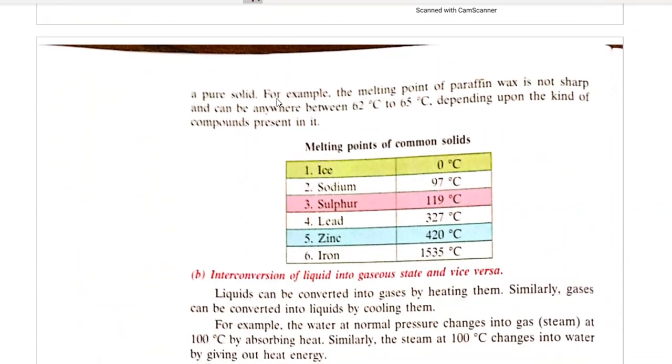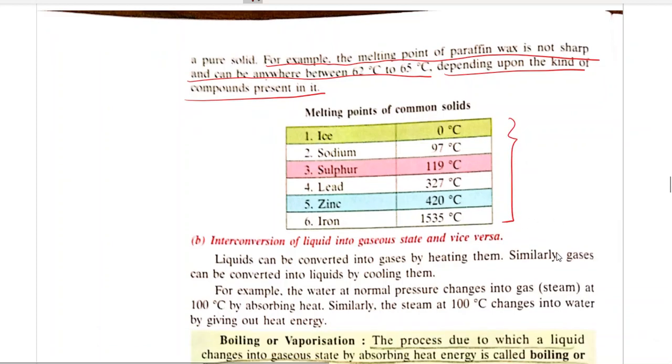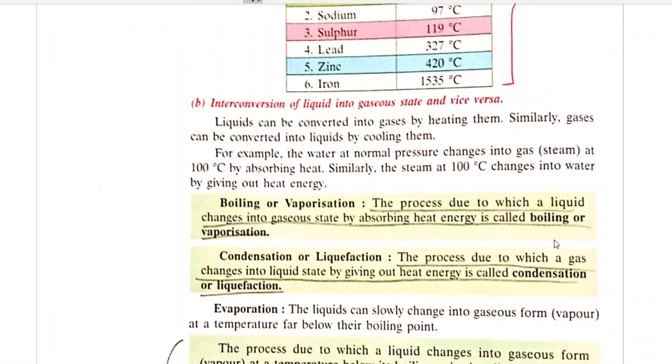For example, this is very interesting and important. For example, the melting point of paraffin wax is not sharp and can be anywhere between 62 to 65 degrees Celsius, depending upon the kind of compounds present in it. Right? If you melt some ice, and if you put some salt in ice, and then you check, the melting point might have decreased. So by storing ice in salt, common salt, the melting point decreases. That is by adding impurity in it. These are general melting points of some common solids for your knowledge.